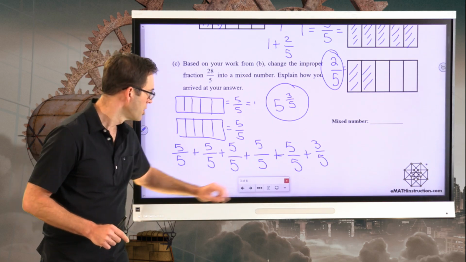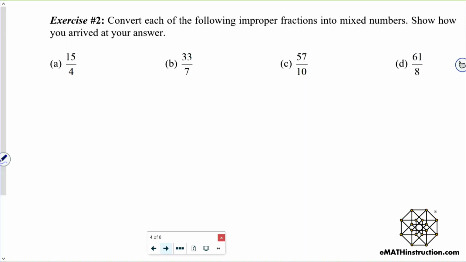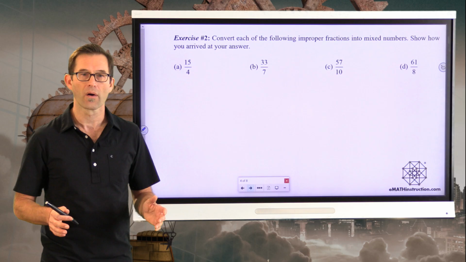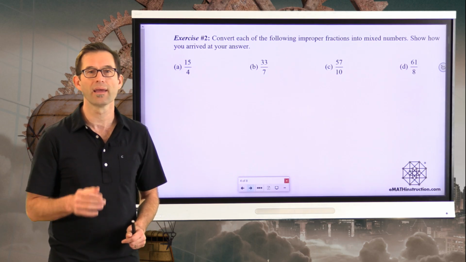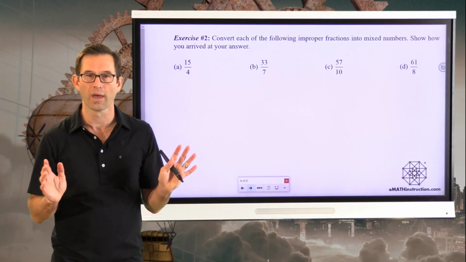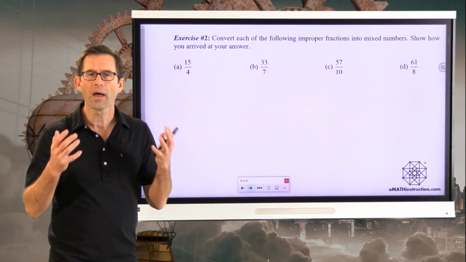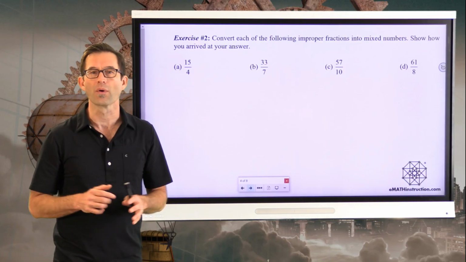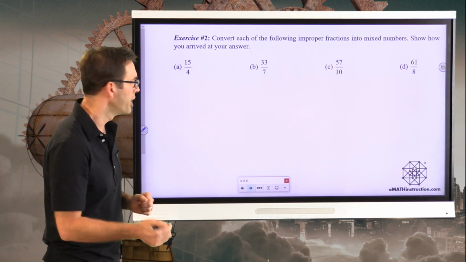All right, exercise 2. We want to convert each of the following improper fractions into mixed numbers. Show how you arrived at your answer. All right, so again, let's think about this for a minute before we just blindly go with some kind of method that, oh, this is what you do and here's your answer, okay? 15/4. Think about this for a minute. 15/4, every 4/4 is going to be equal to the number 1.